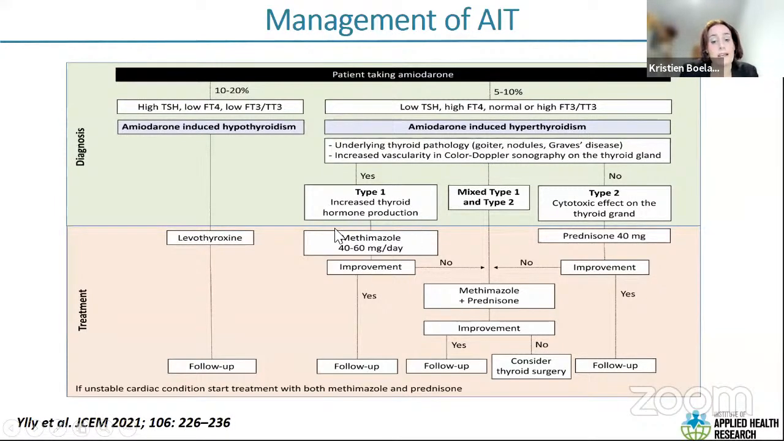So in type 1, if they improve with methimazole, then sometimes you can discontinue them. It may be that these patients require subsequent treatment, but very much, it's not advisable, for example, to give radioactive iodine in a patient who's still on amiodarone, because this will be ineffective. And I think you should leave at least a lag of 12 months before considering giving radioactive iodine.